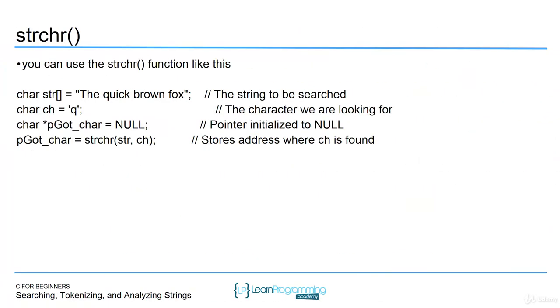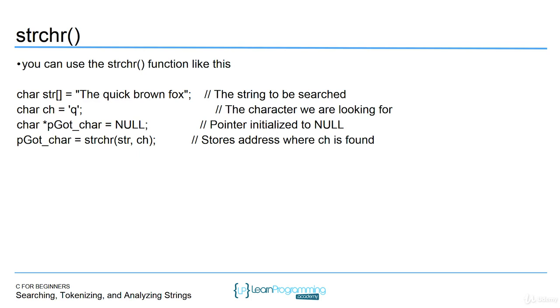So strchr, how you use it is this. You create a string, a character string, and we initialize it here with "the quick brown fox". We then create a single character, and we initialize that with Q. Then we create a pointer, because that's what's returned from strchr. That's what allows us to see where in that string we found a character. We're going to initialize our pointer to NULL, because right now it's not going to point to anything. Then we're going to call strchr.